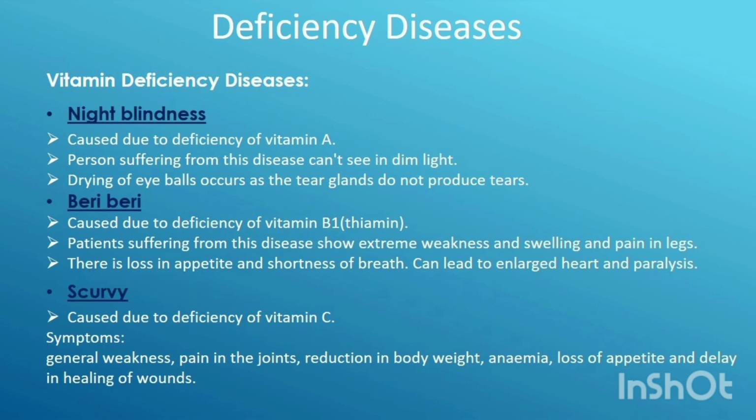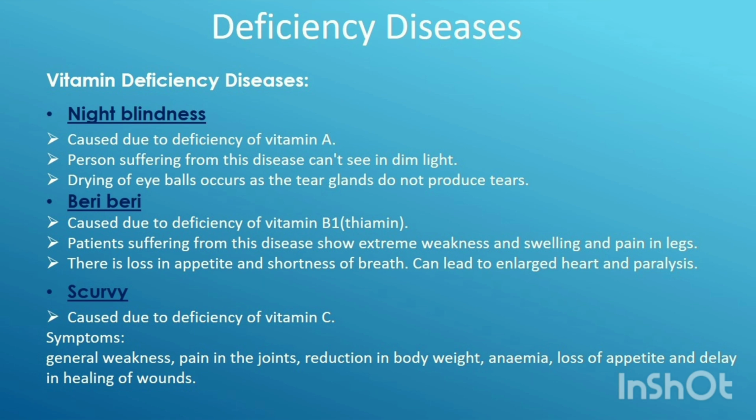Last one is vitamin deficiency diseases. Night blindness. Night blindness is caused due to deficiency of vitamin A. Persons suffering from this disease can't see in dim light. Drying of eyeballs occurs as the tear glands do not produce tears. Preventive measure for this is to consume animal fat, liver, kidney, egg, milk and butter.